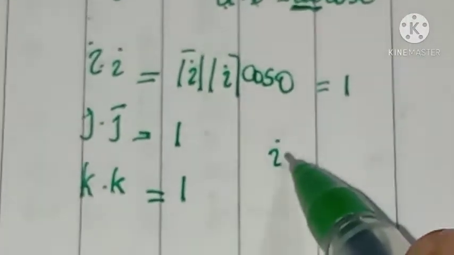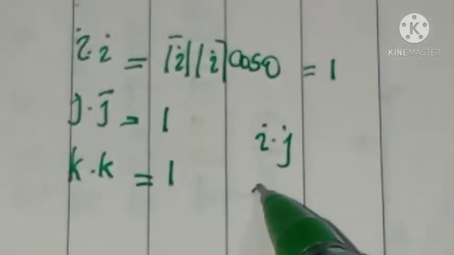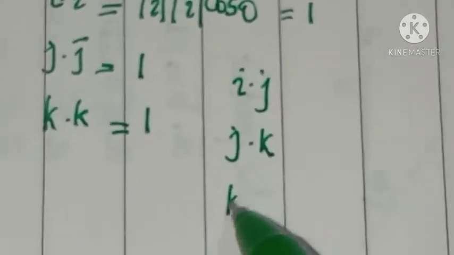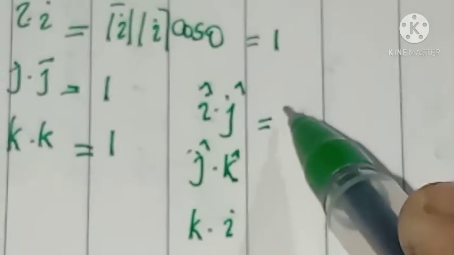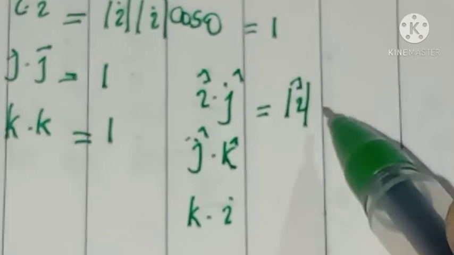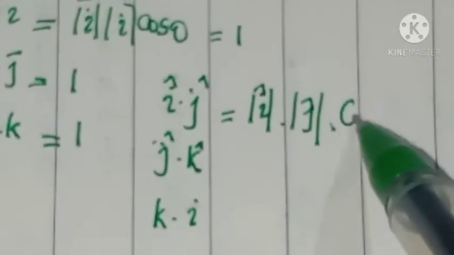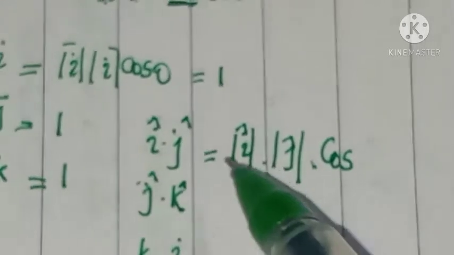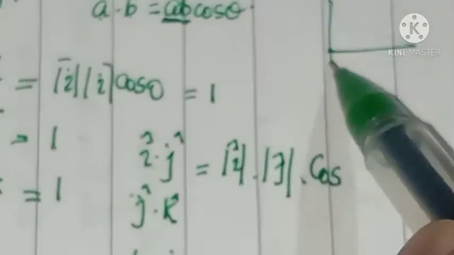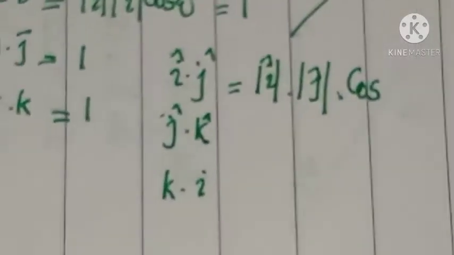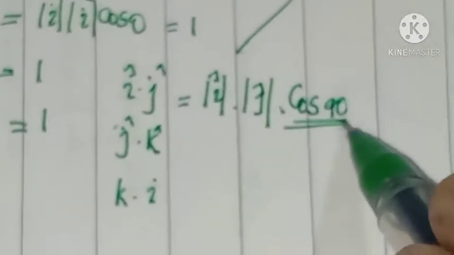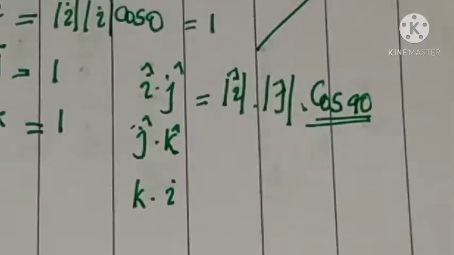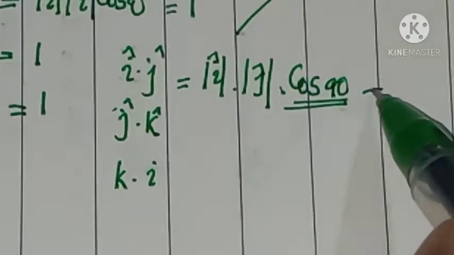Okay. Now what about i dot j? Then j dot k. Then k dot i. Listen, all these are unit vectors. i dot j is magnitude of vector i into magnitude of vector j into cos theta. What is the angle between i and j? i, j, k are all perpendicular to each other and therefore the angle between these vectors is 90 degrees. Now what is cos 90? Cos 90 is 0. Therefore, i dot j is equal to 0.